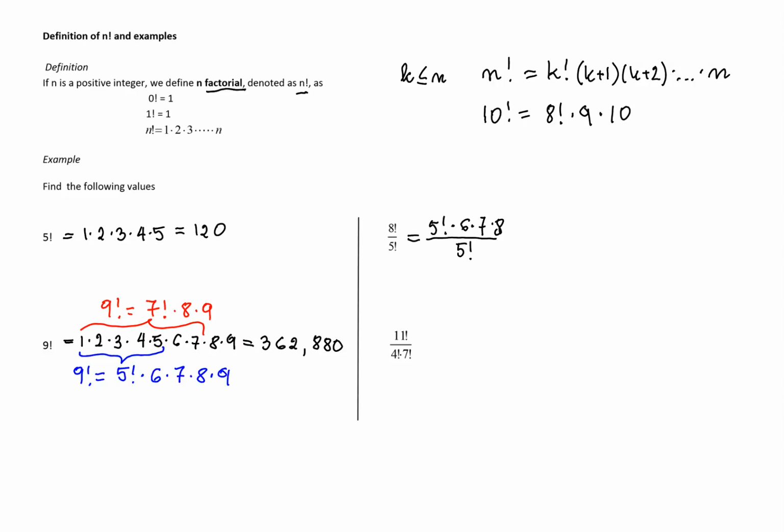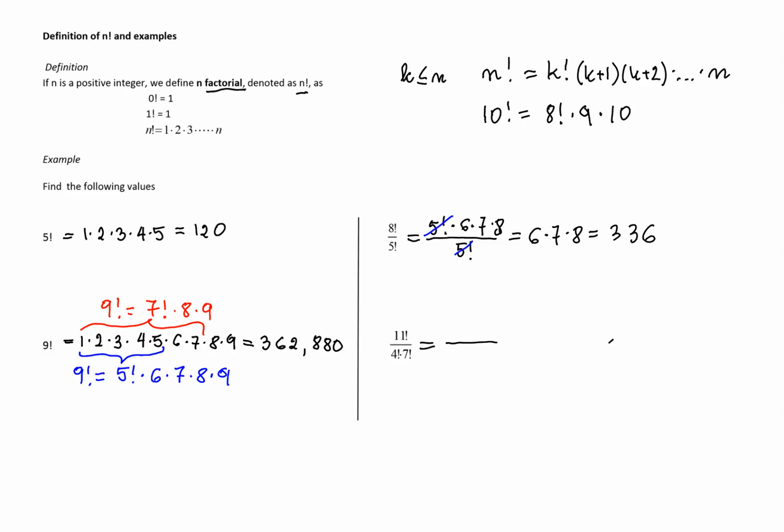Since we are dealing with a product, you can see that the 5 factorials from the top and the bottom will cancel out and we'll be left with only 6 times 7 times 8, a much smaller product to evaluate, and if we do that, we'll end up with 336. In a similar way, we can evaluate the expression 11 factorial over 4 factorial times 7 factorial.